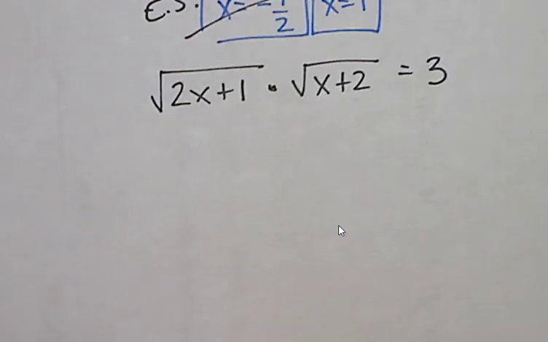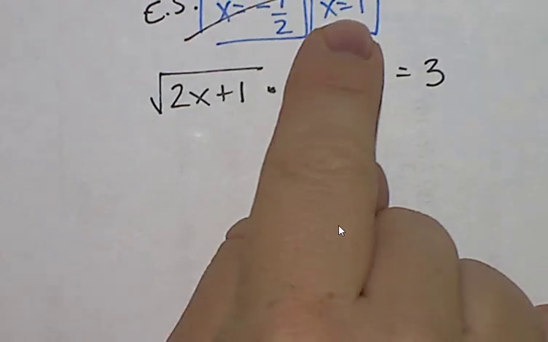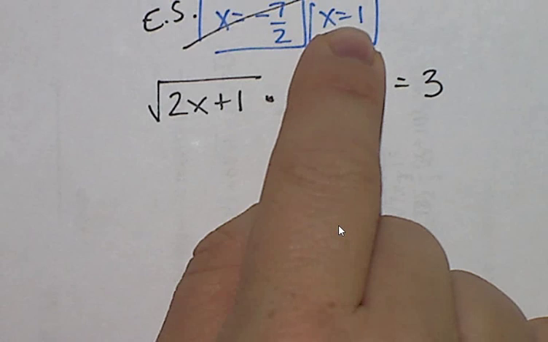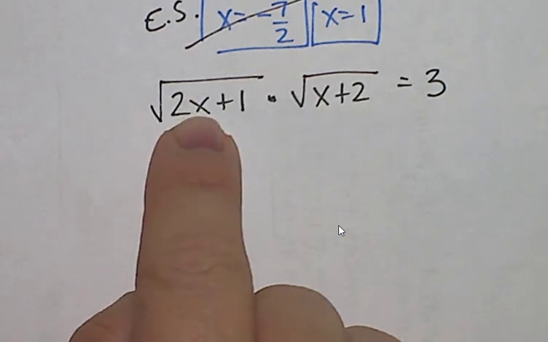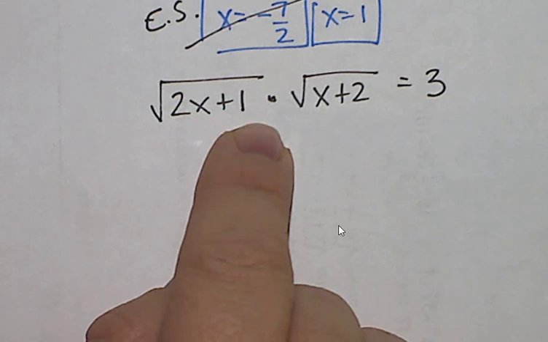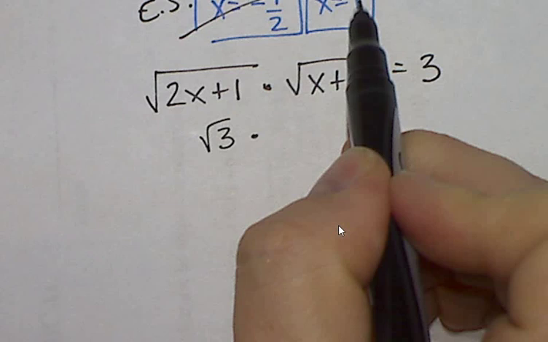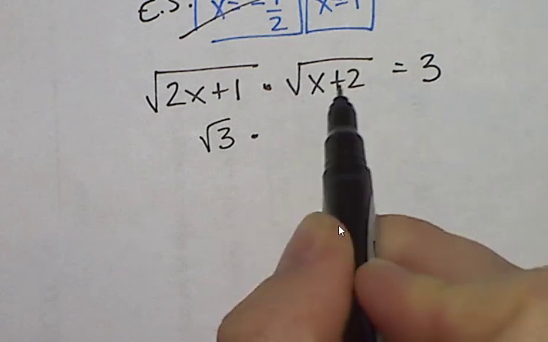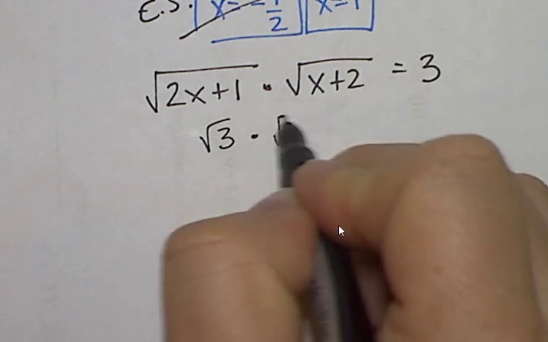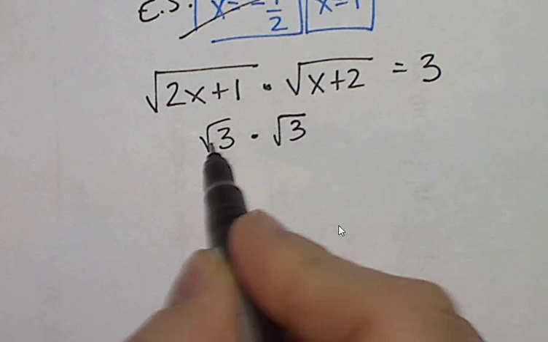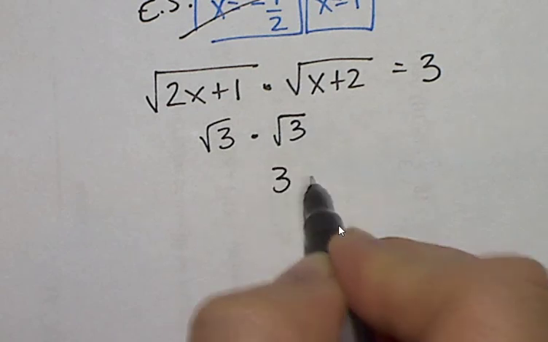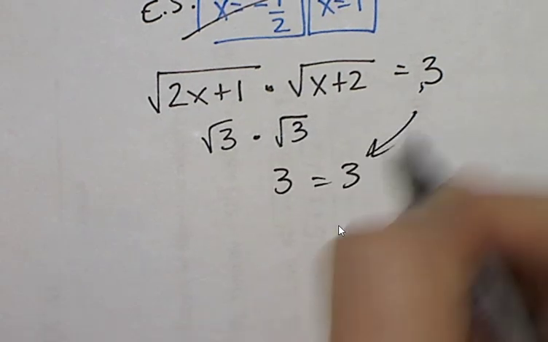Okay, let's try 1. And it looks like we probably can do this one just with mental math. 2 times 1 is 2, plus 1 is 3. So I have the square root of 3 times, plug in a 1, 1 plus 2 is 3. And by the way, we just learned that the square root of 3 times the square root of 3 is 3. So does this work? Yeah. It works.